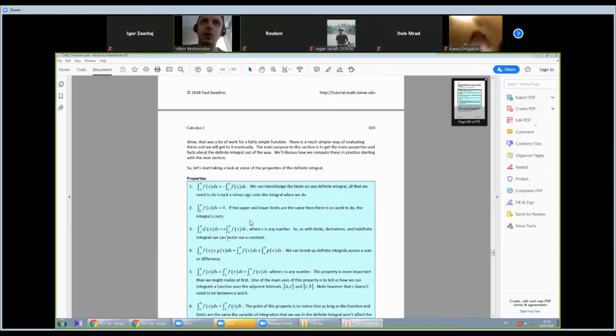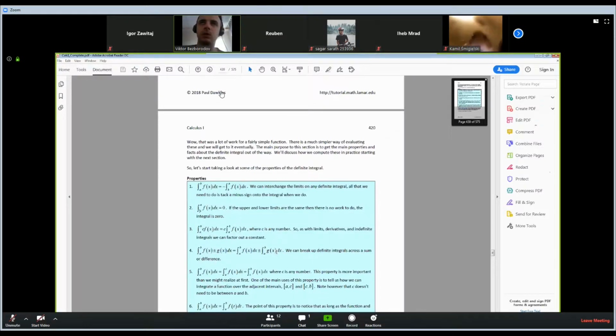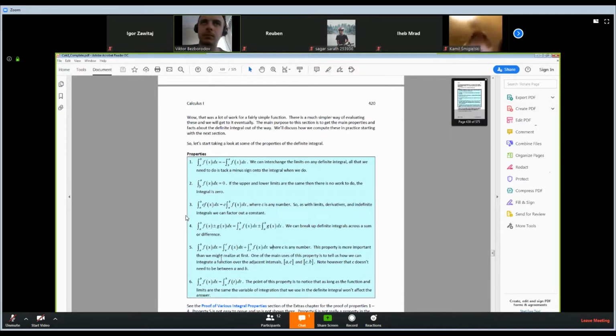Then you have multiplication by a constant. This is also self-explanatory, it's a linear operation. And I think 4 is also clear, it's additive. Okay, 5 is a little bit more interesting.